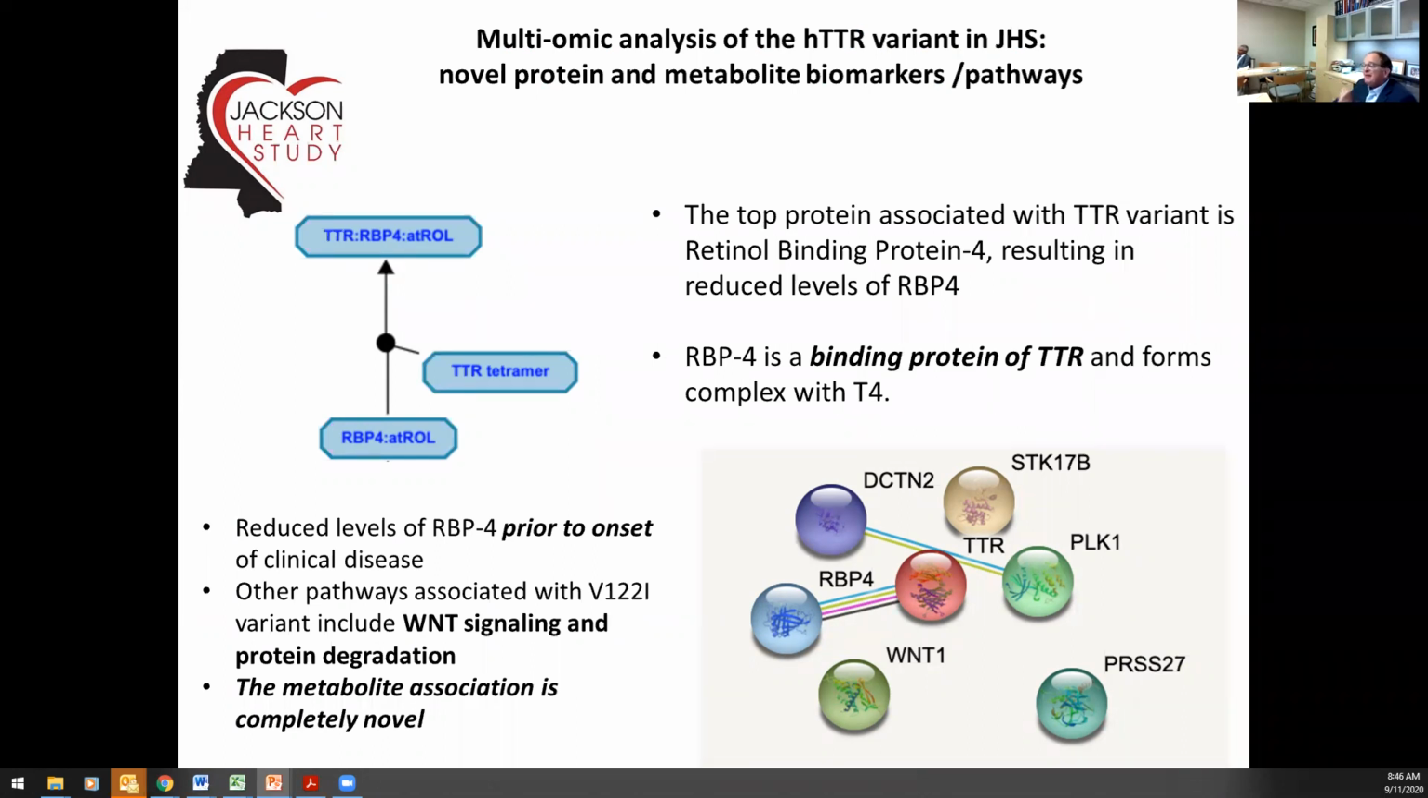But what we have now shown is that reduced levels of this protein, so people have looked at this, if you will, in cells. We're showing this in humans in the Jackson Heart study, that levels are now seen prior to the onset of disease. And we have a number of associated hits in other signaling pathways. And I promise I wouldn't show you too many fuzzballs, but there are other proteins that are related to this pathway for which we have coherent hits.